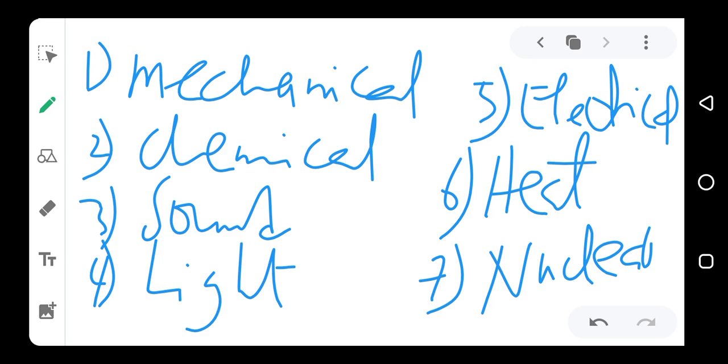Heat energy is also called thermal energy. So whether they give you heat energy or you see thermal energy, you should know that they are talking about the same thing. Heat energy is also called thermal energy.